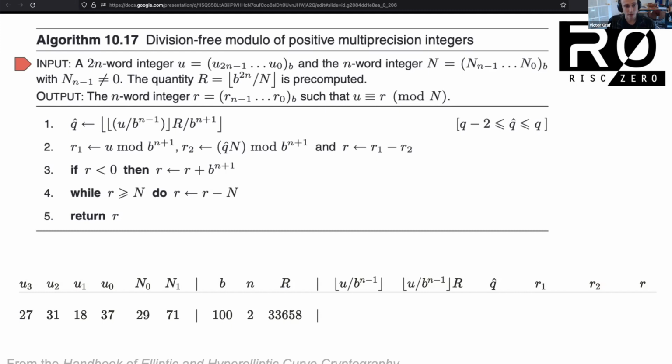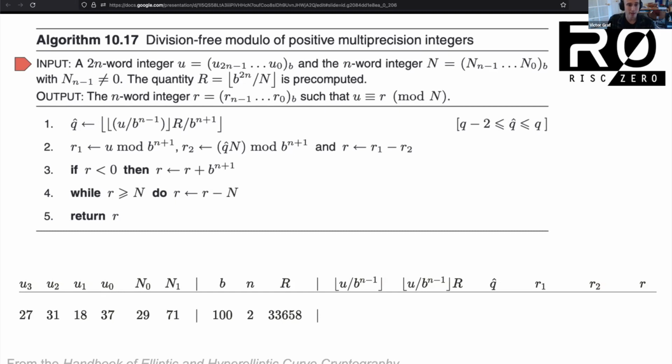So R value is 100 times 100 to the power of 4, so 10,000, or sorry, not 10,000, 100 million. I say 100 million divided by 2,971, which we floor, rounding off the extra bits above the decimal point, and we get 33,658, and we're going to use that pre-computed value. So we do this before we do any computation inside our algorithm.